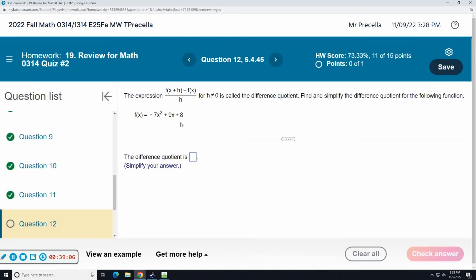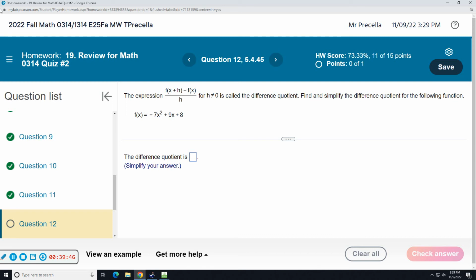Number 12. Oh, goodness. It's a difference quotient problem, which is just a function notation problem. The expression f of x plus h minus f of x all over h is called the difference quotient. Find and simplify the difference quotient for the following function. Let me write this down. This is number 12. F of x is equal to negative 7x squared plus 9x plus 8.